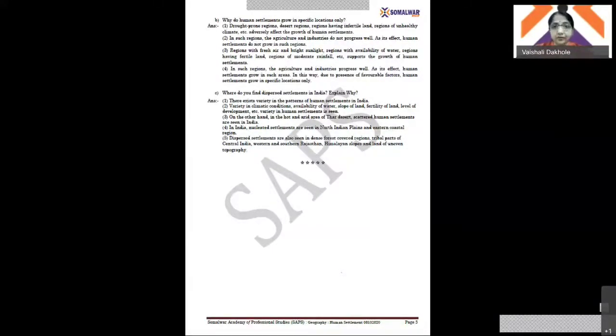Desert region, that is Marusthali of Rajasthan, Bagar region. Human settlements are sparse due to adverse climatic conditions, infertile soil, and the topography.